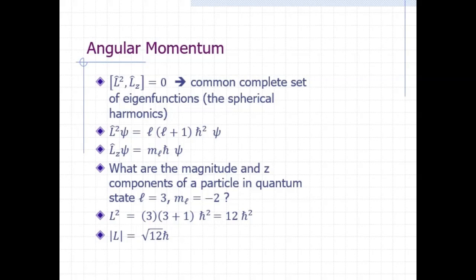The z component is the eigenvalue of the Lz operator. It's m sub L times h bar. In this case, m sub L is -2. Therefore, the z component is -2 times h bar. Let's draw an arrow to represent this angular momentum vector. Here's the z-axis. Here's the x-y plane. And here's an arrow with a length equal to square root of 12 h bar, and z component of -2 h bar.